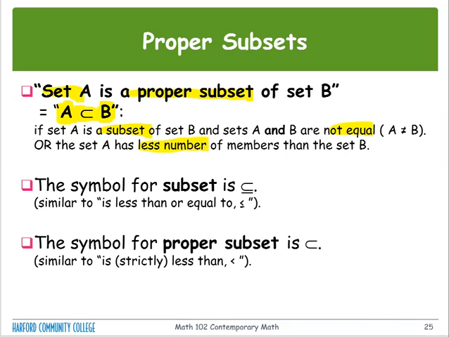For the symbol for the subset, we use the letter U sideways with the line underneath. If you compare it to numbers, it's similar to the inequality symbol less than or equal to. That means the number can be the same or less. For the proper subset symbol, it's just a letter U, no line underneath. That is similar to the inequality symbol for strictly less than. That means the number on the left must be strictly less than the number on the right.